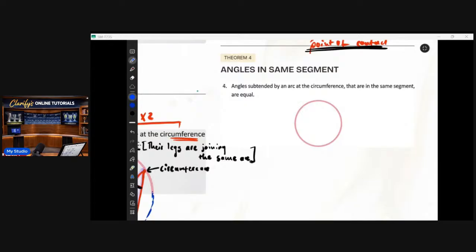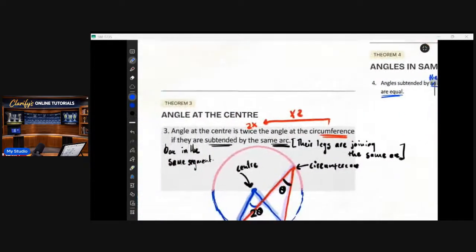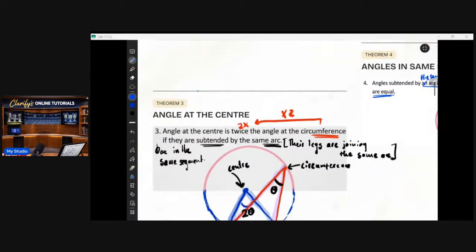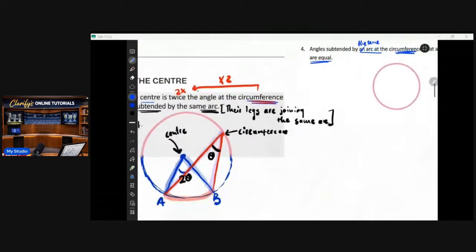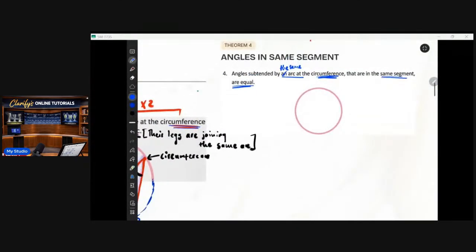It says that angles subtended by an arc at the circumference that are in the same segment are equal. So listen, everybody. Angles subtended by the same arc, both being at the circumference. Before, we had angles made by the same arc, but one was at the center and one at the circumference. Now these angles are being made by the same arc and both are at the circumference.